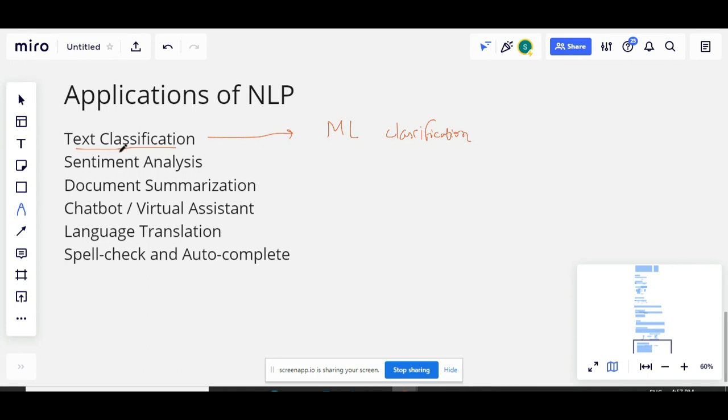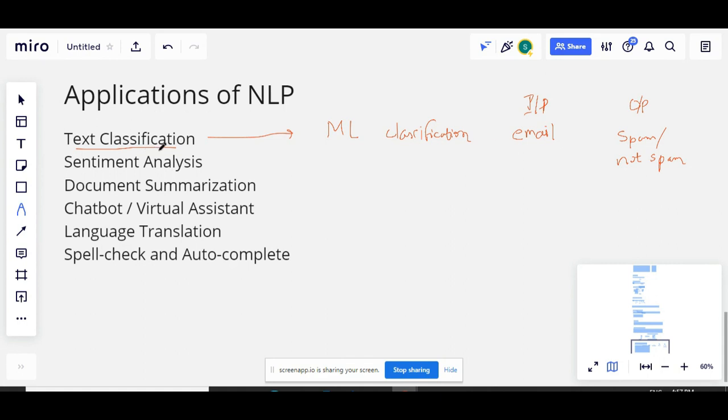Some examples of text classification could be classifying whether an email is spam or not. In this case, the input will be an email, which we all know is in the form of text. And the output, which is the target, will be predicting whether this email is spam or not. So the output will be either spam or not spam. That is an example of text classification.